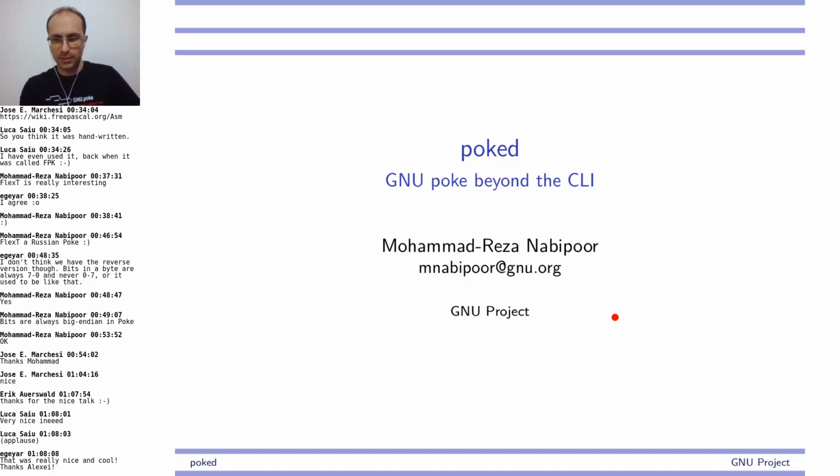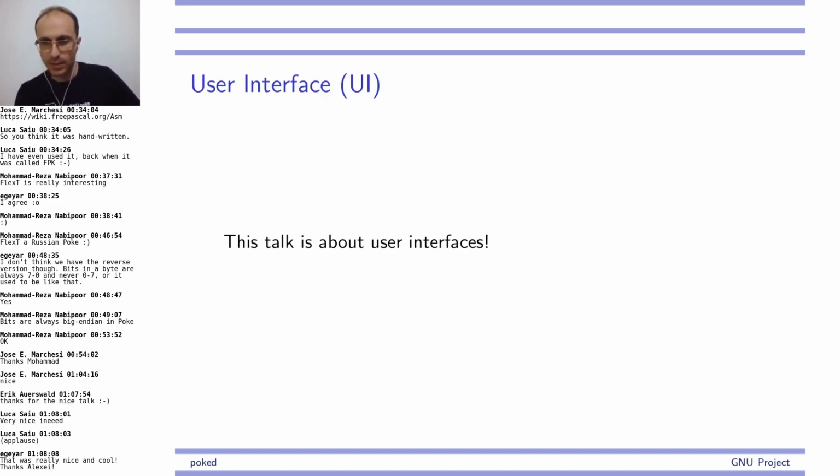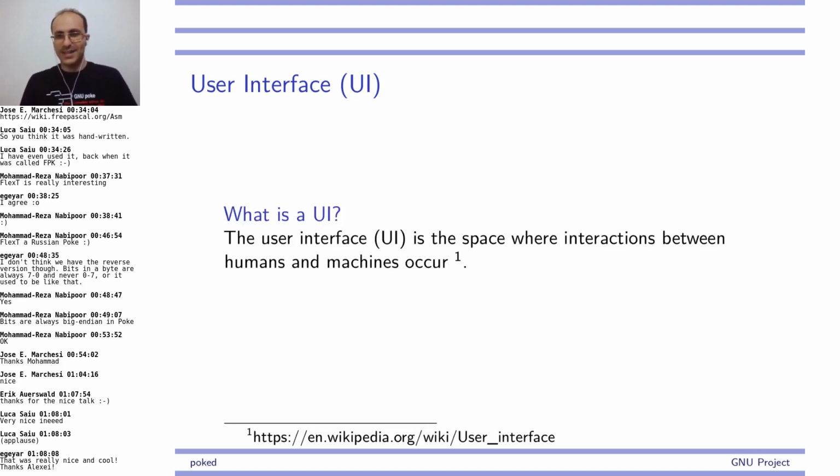I'm going to talk about UIs today. This talk is about UI, not CLI, not GUI, not TUI in specific. It's about the UI. So what's a UI? According to Wikipedia, the user interface is the space where interaction between humans and machines occurs. And this is a very important thing. I think everybody should think about this problem because it's an important problem. We don't have to just use conventional things. We have to invent new things and make the world a better place, you know.